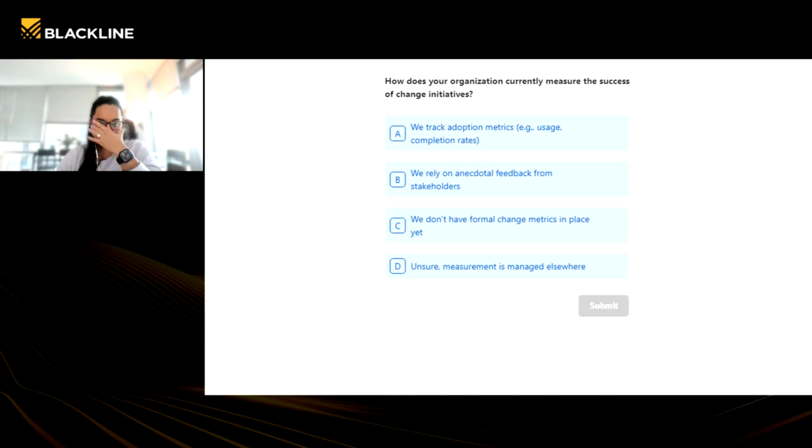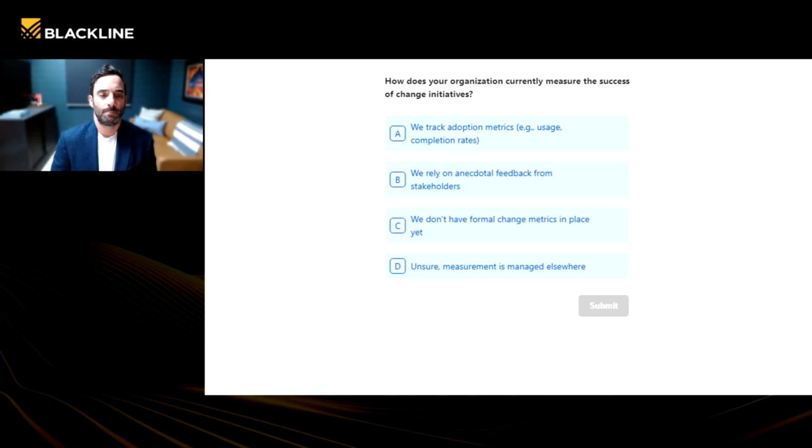You are correct. Okay, so poll question number 4. How does your organization currently measure the success of change initiatives? A, we track adoption metrics. B, we rely on anecdotal feedback from stakeholders. C, we don't have formal change metrics in place. Or D, unsure, measurement is managed somewhere else.